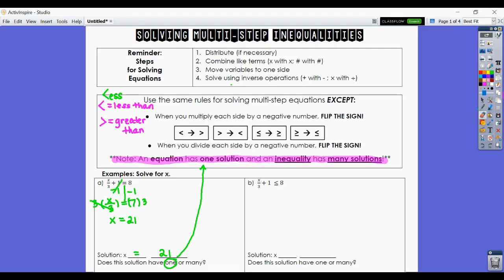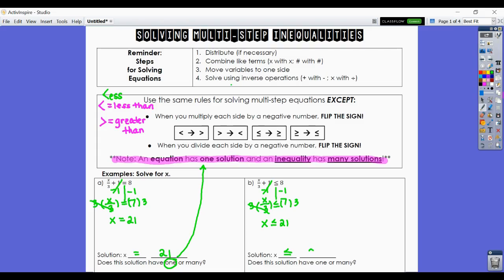Next, example B is x divided by 3 plus 1 is less than or equal to 8. So that's an inequality, but we still solve it the same way by subtracting over 1. That makes 7 again like we had before. Keep the less than or equal to sign, and then we multiply by a positive 3, so no change of sign needed. We just get x is less than or equal to 21.